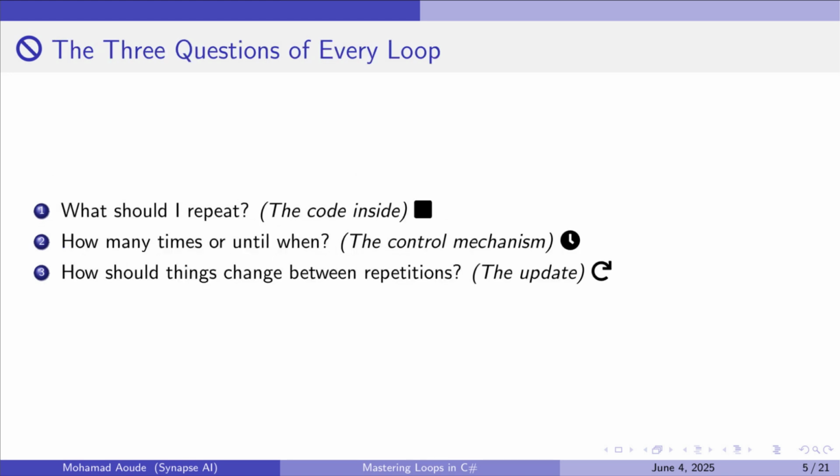Before you write any loop, ask yourself 3 essential questions. What code should repeat? That is, what block of instructions goes inside the loop? How many times or until when should it repeat? In other words, what is the loop's stopping condition? How should things change on each repetition? Typically, this means updating a counter or changing the state of a variable. Any loop you write must address all 3 questions to function properly.